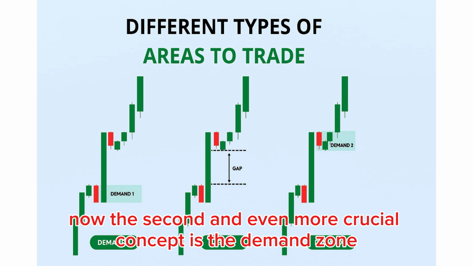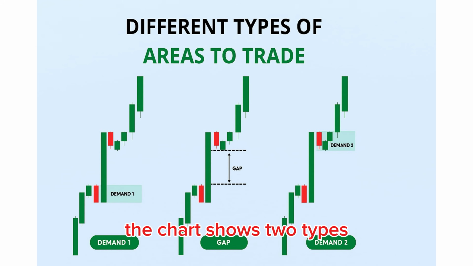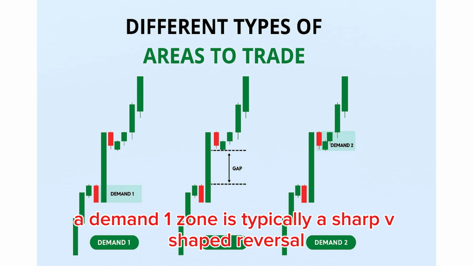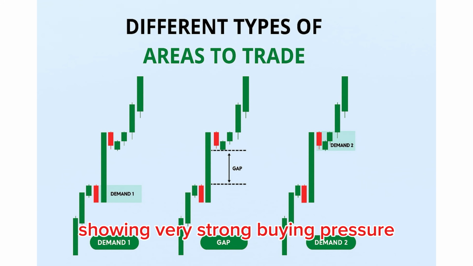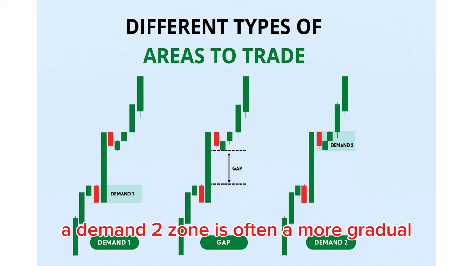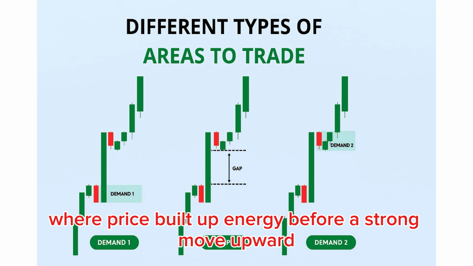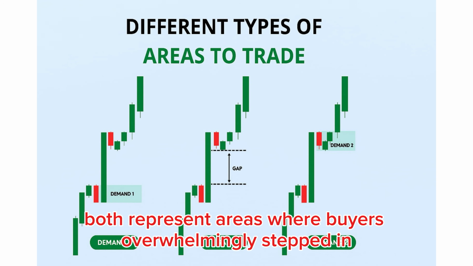Now, the second and even more crucial concept is the demand zone. The chart shows two types: Demand 1 and Demand 2. A Demand 1 zone is typically a sharp, V-shaped reversal where price rejected a level aggressively and moved away quickly, showing very strong buying pressure. A Demand 2 zone is often a more gradual, consolidated basing area where price built up energy before a strong move upward. Both represent areas where buyers overwhelmingly stepped in.